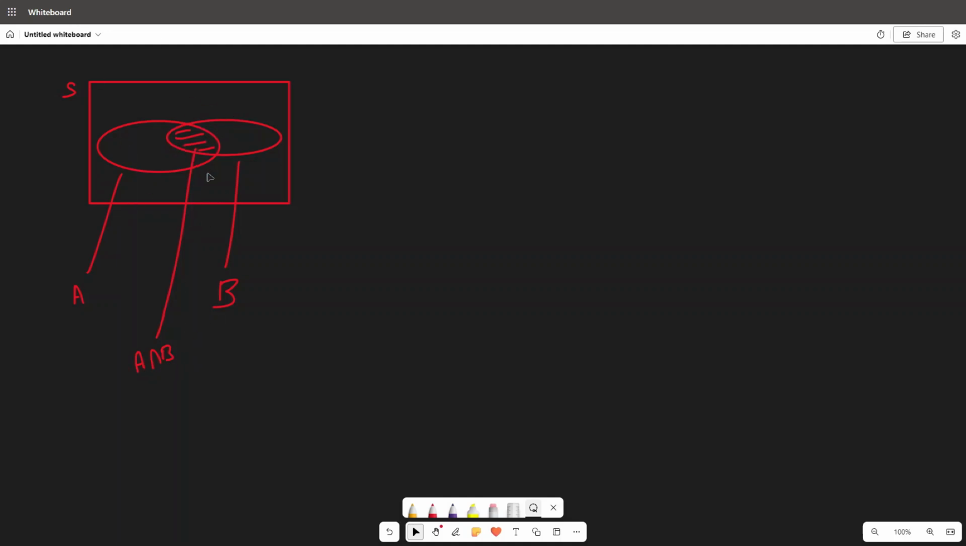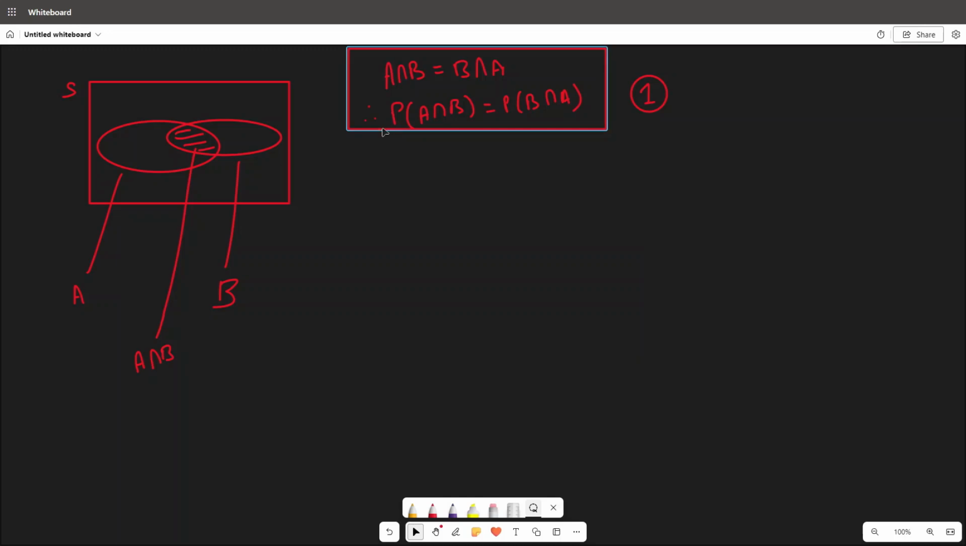From the Venn diagram it's pretty clear that A intersection B will be equal to B intersection A. So we can also say that probability of A intersection B is equal to probability of B intersection A. And each of these terms is equal to the shaded region divided by S. Let's call this equation 1 for now.